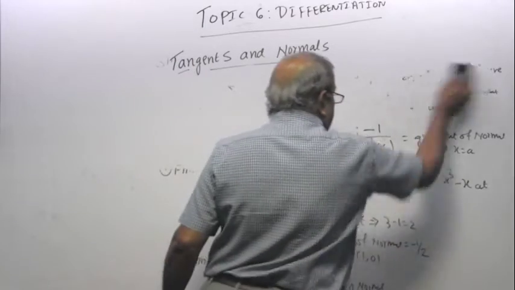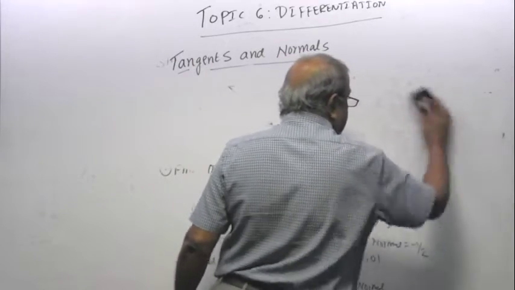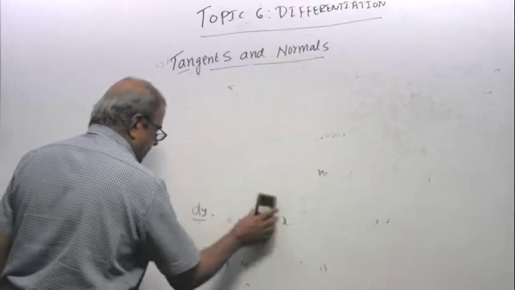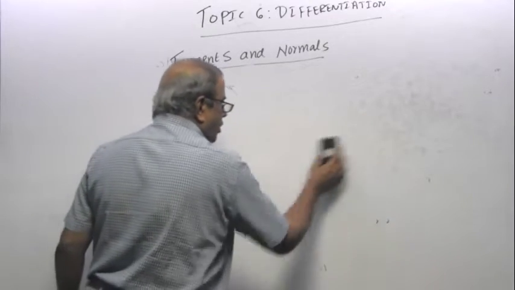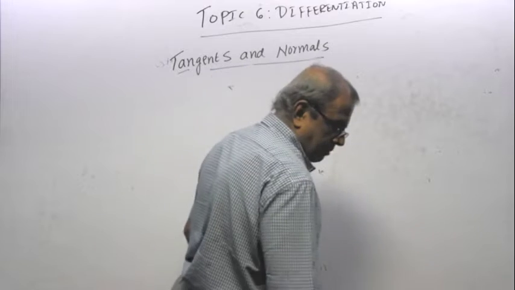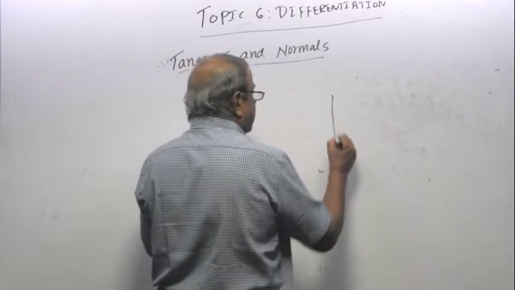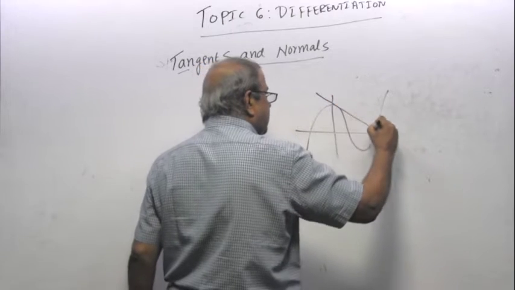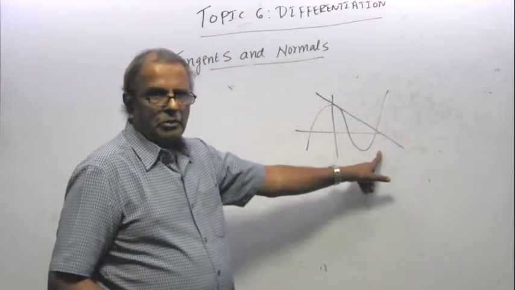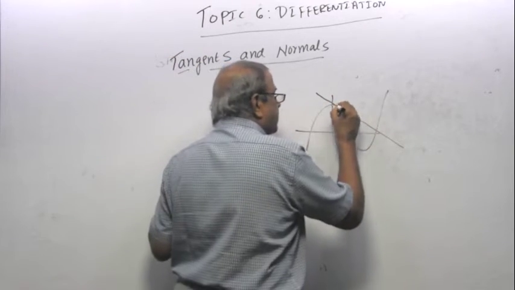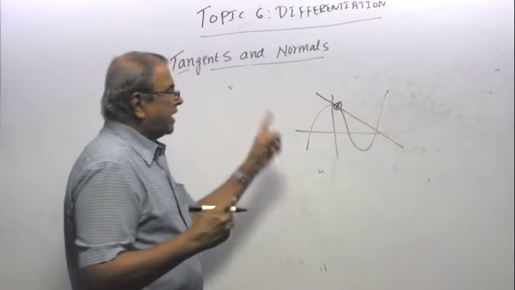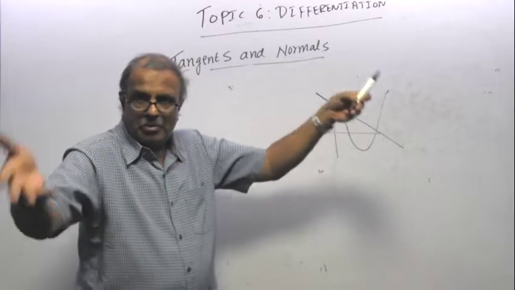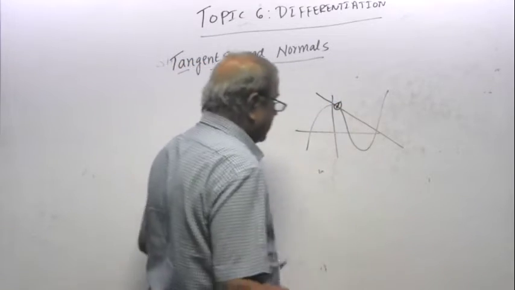The equation of the tangent. See, in a circle, a tangent will touch the curve in just one point. But that's not always true. For example, if I have a curve like this, if I draw a tangent here, it can cut the curve again at another point. In other words, at this point the curve and the tangent touch each other, but the tangent can go and cut the curve at some other point.